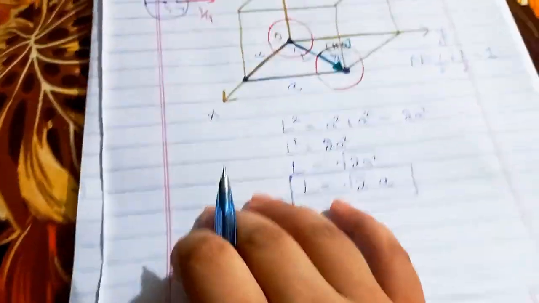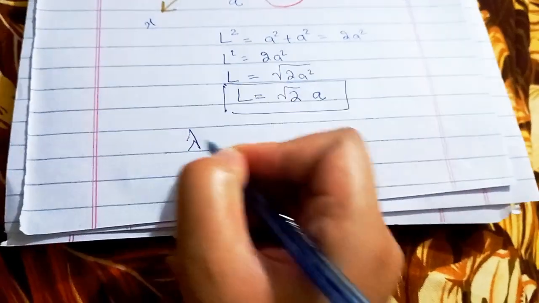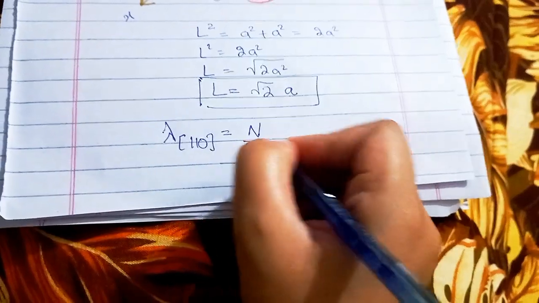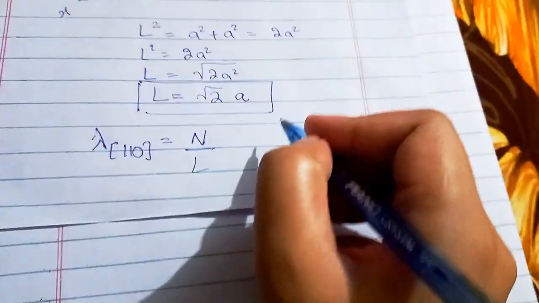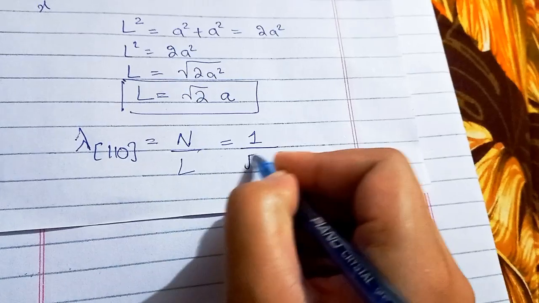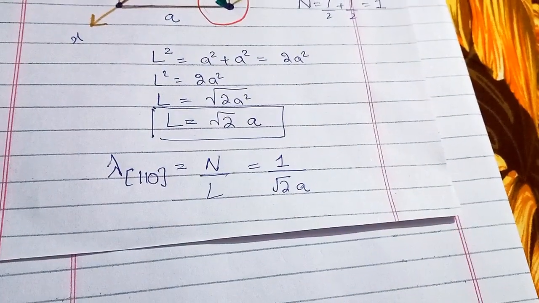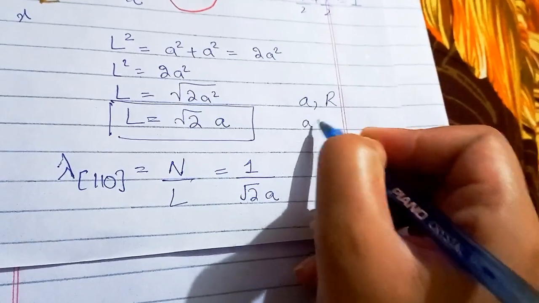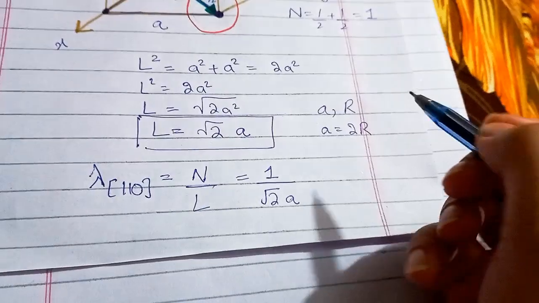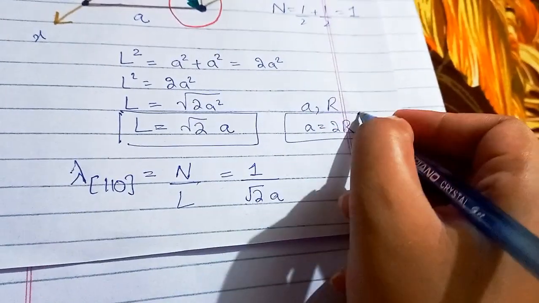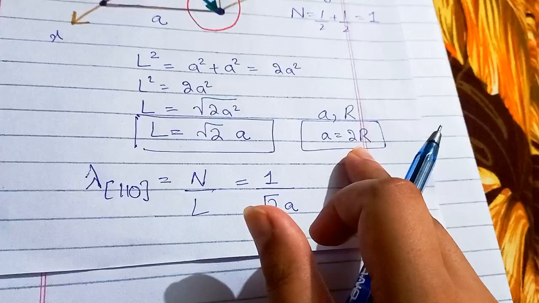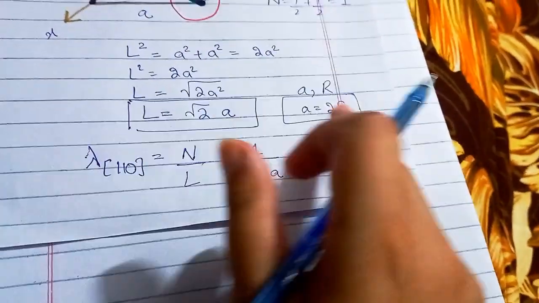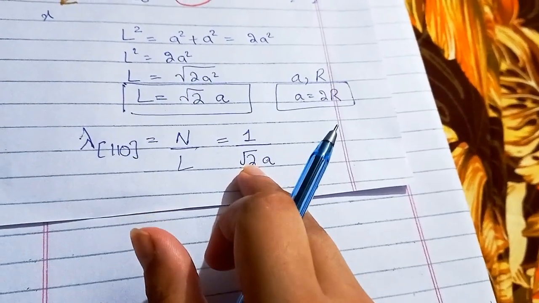Okay, now let's find the linear density for this direction by putting the values into the formula number 1, which is capital N by L. Okay, let's put values here. It's 1 divided by root 2 a. And we know the relation between a and capital R is a equals 2 capital R. This is the relation for simple cubic unit cells. It's always true for simple cubic. So we'll put the value of a right here to get the linear density in terms of atomic radius. This is the linear density in terms of lattice parameter.